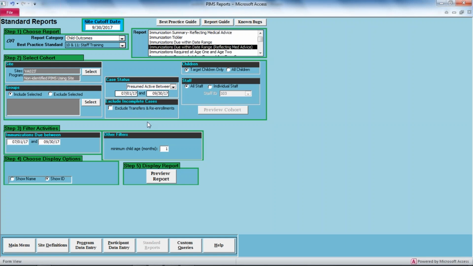We want to set here the minimum age of the child to be 7 months as we did previously. When it's minimum child age available to set as a filter, always use 7 months for that because that's been our standard for ages. And then this will look at within this date range the immunizations that were due in that date range, and you can run either the date range or the date range reflecting medical advice. I'll run the date range here.